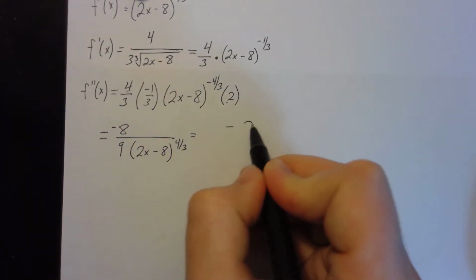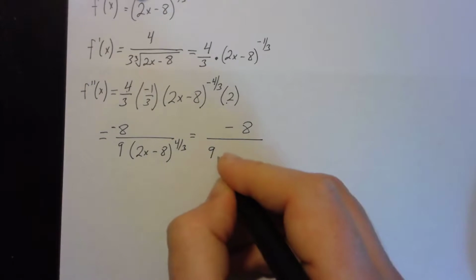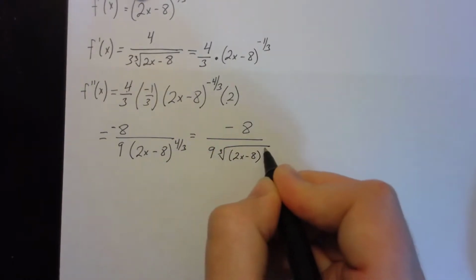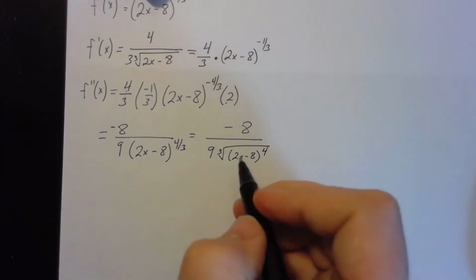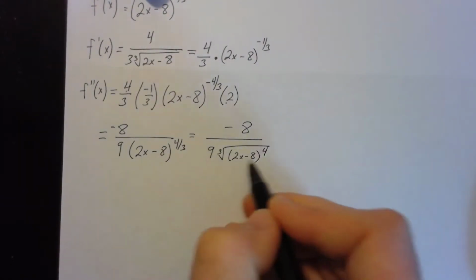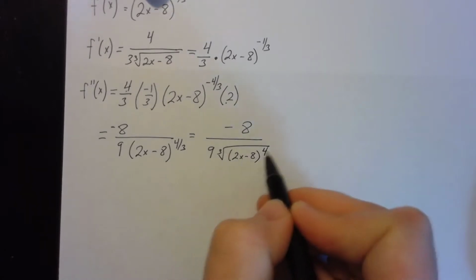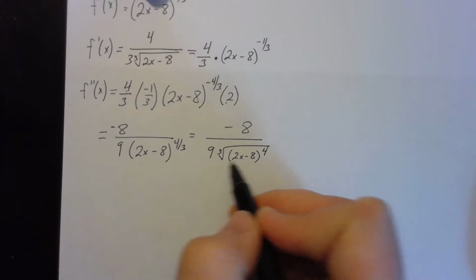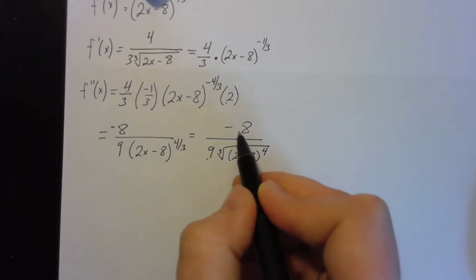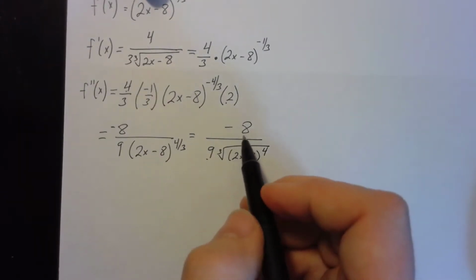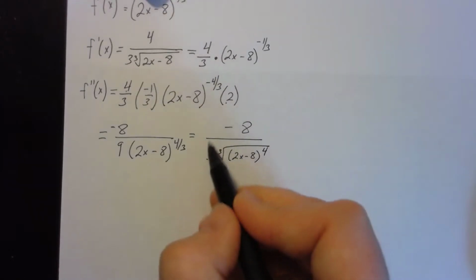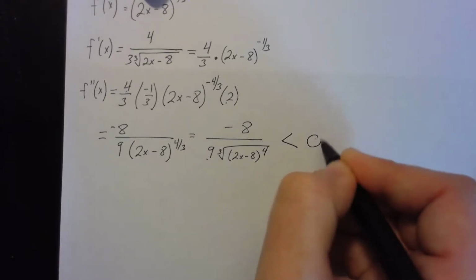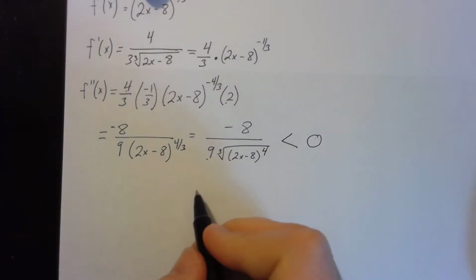Now if you wanted to clean this up any more, you could go ahead and write it like this, which is the third root of 2x minus 8 to the 4th power. You'll notice then that this bottom stuff here is always going to be a positive number, because any number to the 4th power will always spit back a positive number. That means 9 times a positive is a positive, and on top I have a negative 8. So what this should tell you, just by looking at this information right here, is that this thing is always going to be less than 0. So let's go ahead and test some values.